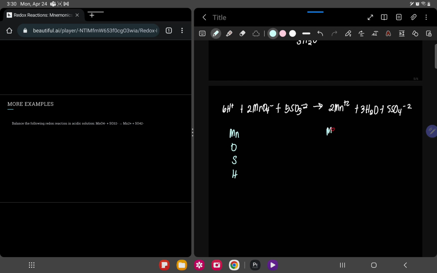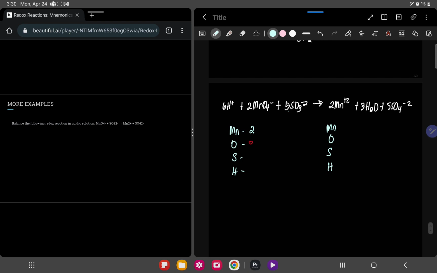Okay, so again, we have manganese, oxygen, sulfur, and hydrogen. So for the atoms, manganese, we have 2. Oxygen, we have 5 times 3, 15, plus 2 times 4 is 8. So that will be, I think, 23, 15 plus 8. And then we have sulfur, we have 5 sulfur. And how many hydrogen? We have 6 hydrogen.